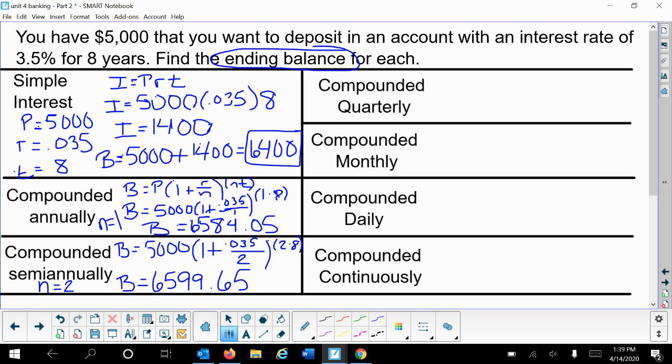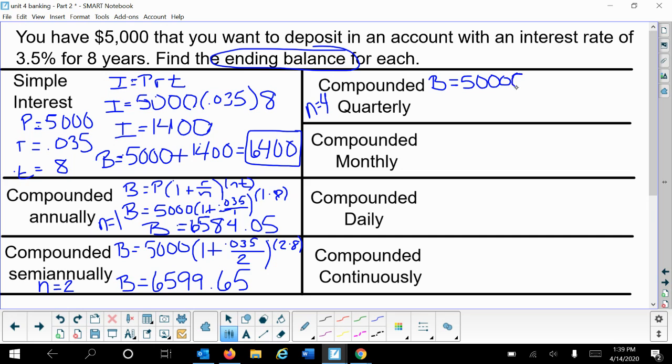All right, so we're going to continue on with part 2. So for compounded quarterly, n is going to be 4. You're calculating it 4 times a year. So I'm going to set up my equation. And again, P, R, and T are always the same in these problems. It's just how we are compounding or how often we're compounding our interest, if it's compounded at all. That is what's changing from each problem.